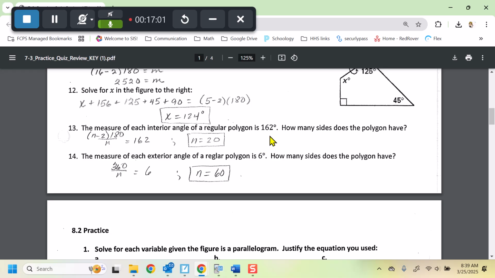You can cheat and do this one the same way that we did that first one. 162 is supplementary with 18, right? And then 360 divided by 18 is 20. So you can get your answer 2 ways. Deal with the interior or exterior angles, your choice. The measure of each exterior angle is 6. How many sides?